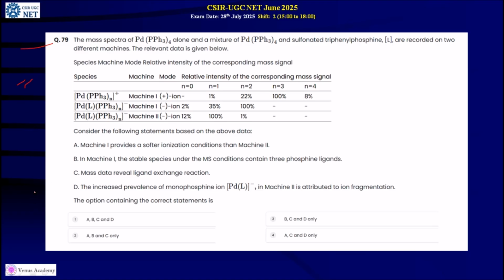The correct option for this question is option number 4, that is statements A, C, D are correct, friends. Let us see statements A, C, D. A, machine 1 provides softer ionization conditions than machine 2. C, mass data reveal ligand exchange reaction. D, the increased prevalence of the monophosphine ion, that is palladium-ligand minus, in machine 2 is attributed to ion fragmentation. So option number 4 is the correct option, students.